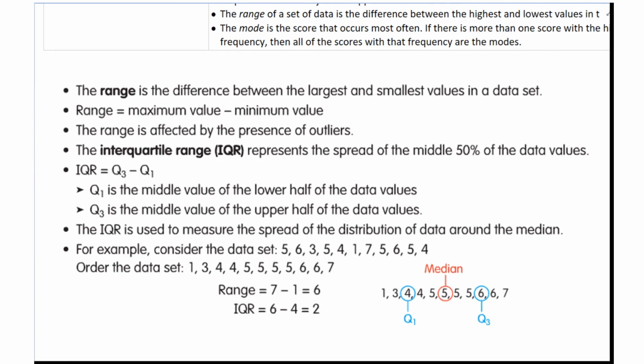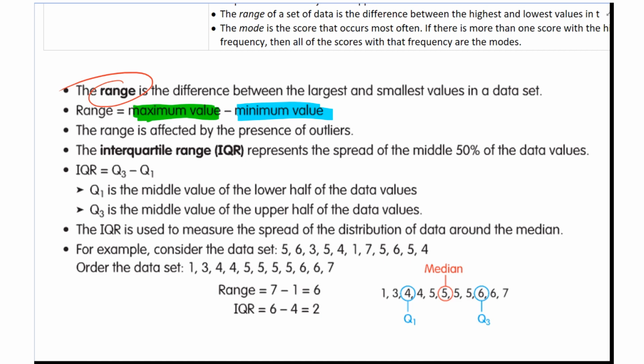Okay, so the range is the difference between the largest and smallest values in a data set. So basically, the maximum value you've got, subtracting the minimum value, okay? And the range is affected by the presence of outliers.